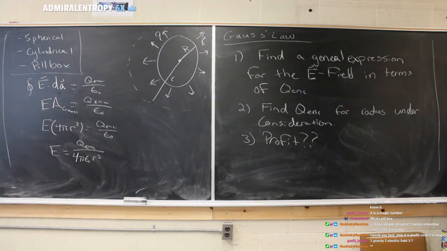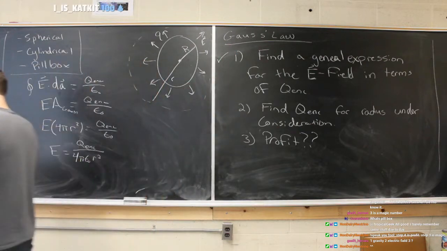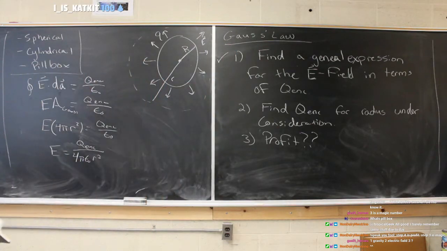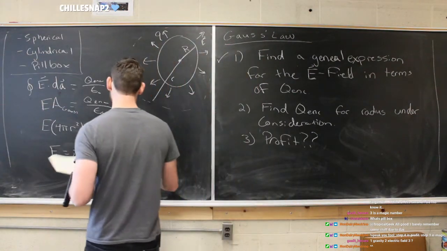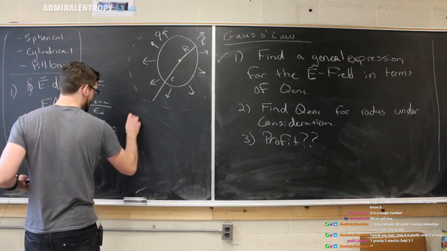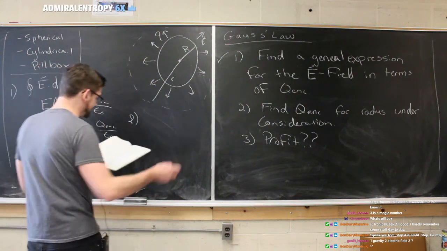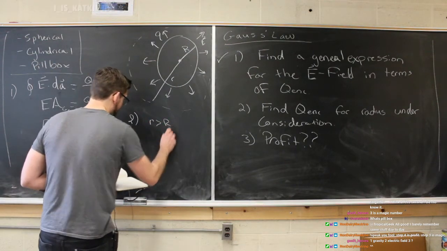So step 1, check. Step 2 is to find Q enclosed for each radius under consideration. We can do two of these even though the problem only asks for one. Let's start with the one the problem asks for.